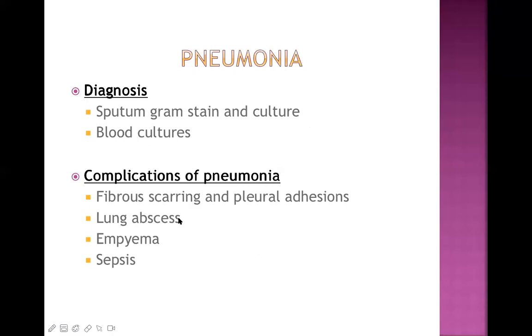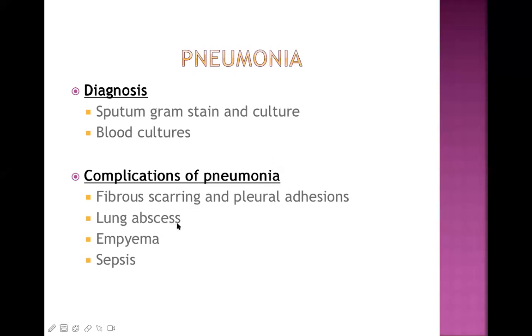Now, what are the complications of typical or acute pneumonia? They may be fibrous scarring and pleural adhesion. Okay, fibrous scarring and pleural adhesion. So the pleura may get adhered on the surface of the lung. After that, there will be no pleural cavity left.